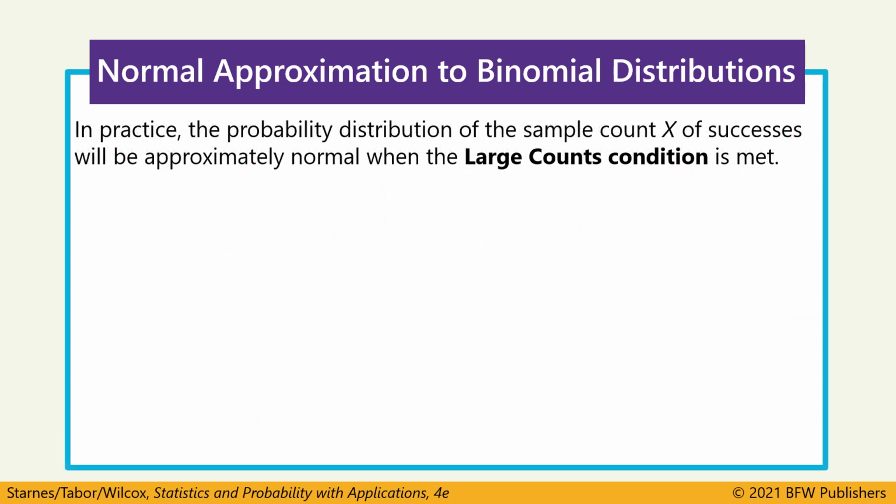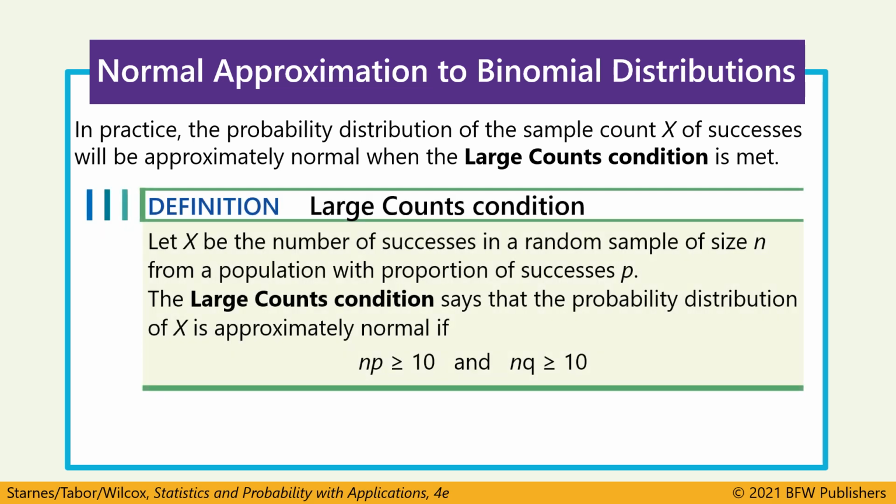We can verify this condition mathematically with what's called the large counts condition. I'm going to refer to this as the success-fail condition. We're going to take our sample size and multiply it times the probability of success, and then do it again for the probability of failure, to see how many successes and how many failures we expect to get in a sample. If both of these values are greater than or equal to 10, we can use a normal distribution to model the problem that we're looking at.